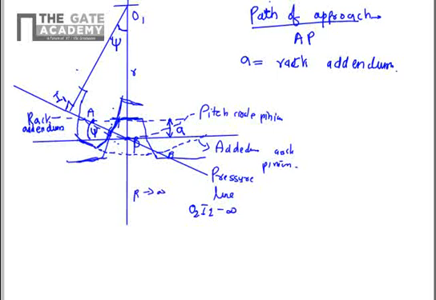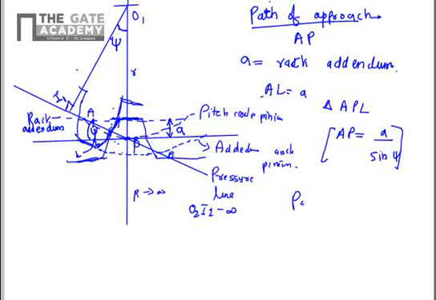So from this small circle, if you draw a perpendicular from A to the common tangent, this is the distance A. Let's say this point is L. So AL is a. From triangle APL, we find that AP is equal to a by sin xi. AP is the hypotenuse. AP sin xi will be equal to AL, that is the rack addendum a. So this is the path of approach.